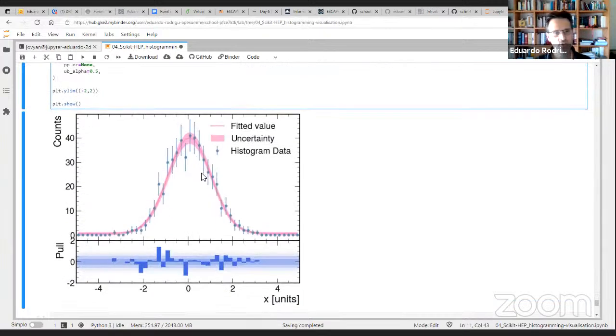So here is your generated data, and you have fitted it. You can also check the pull, by how far the data points are with respect to the fitted line. You see nothing to worry about. Everything is within two sigma, two standard deviations, from the fitted line. There are no outliers, so it looks good.